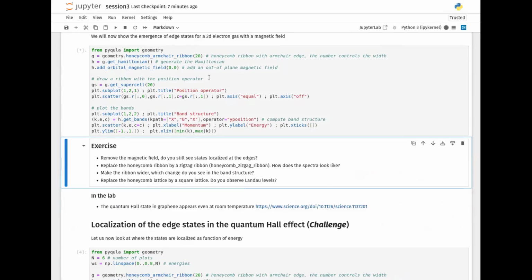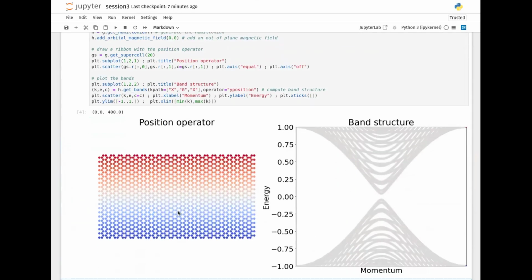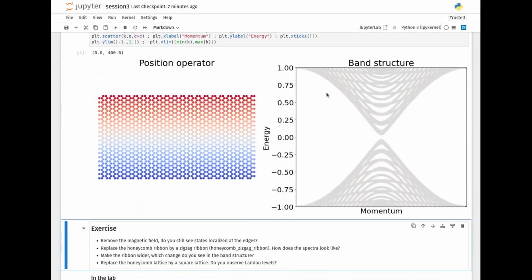And so when we remove the magnetic field, what you are going to see is that all the states are actually delocalized all over the ribbon. So we no longer have states localized in the positive part or in the negative part, but they are everywhere. And so this is the band structure in the absence of a magnetic field. And you see that you effectively get this Dirac cone that has a small splitting due to the finite width of the system.